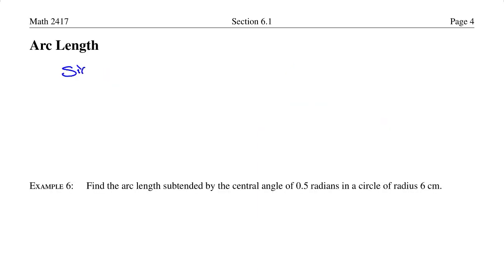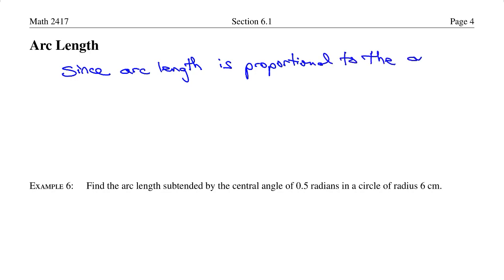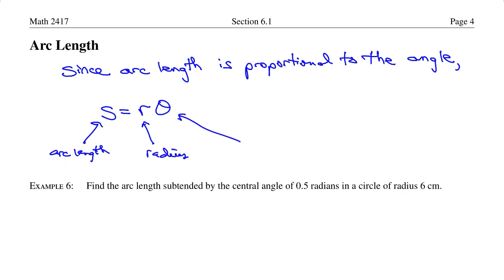Arc length. Since arc length is proportional to the angle, S is equal to R times theta, where S is the arc length, R is the radius, and theta is the angle in radians. The in radians part is the most important part of this equation. If the angle is not given to you in radians, you cannot use this formula straight up. You have to do conversions, which we will talk about later.